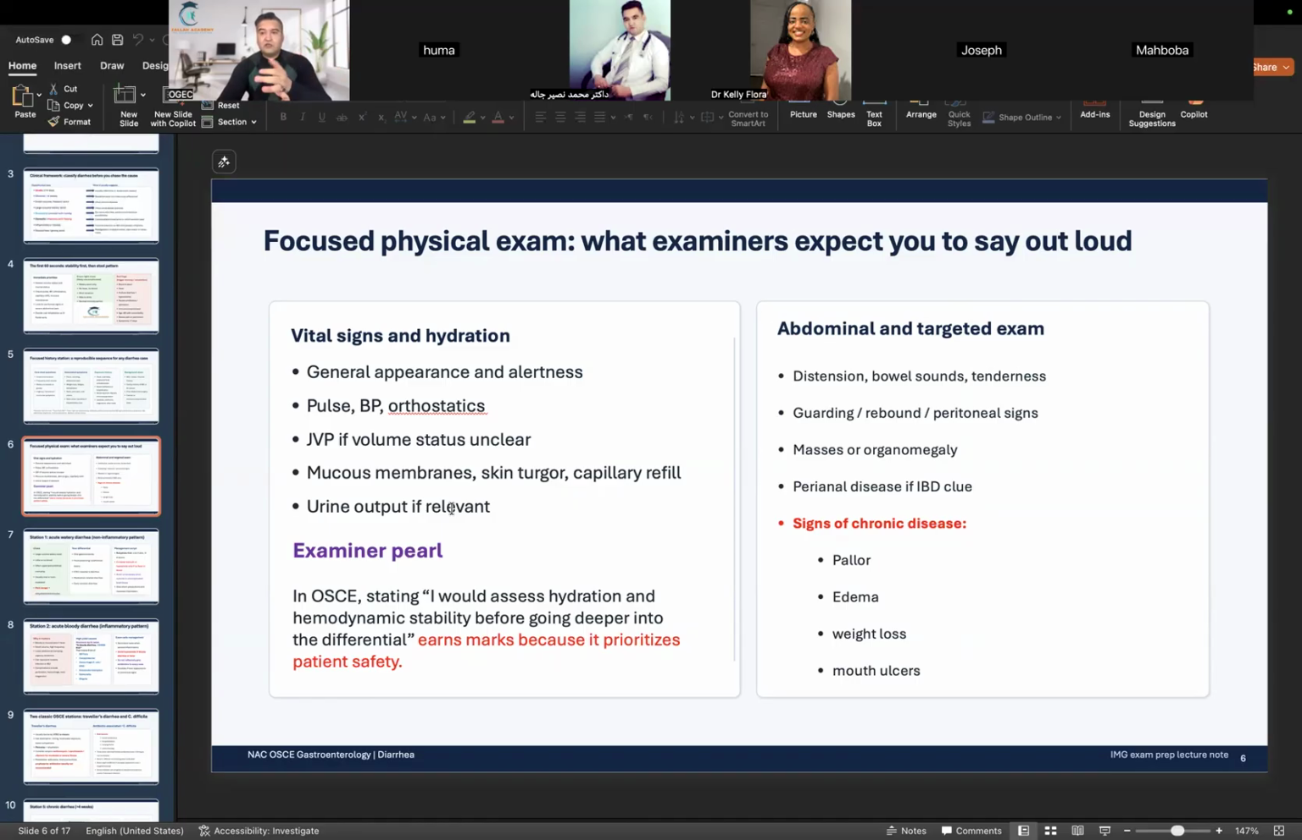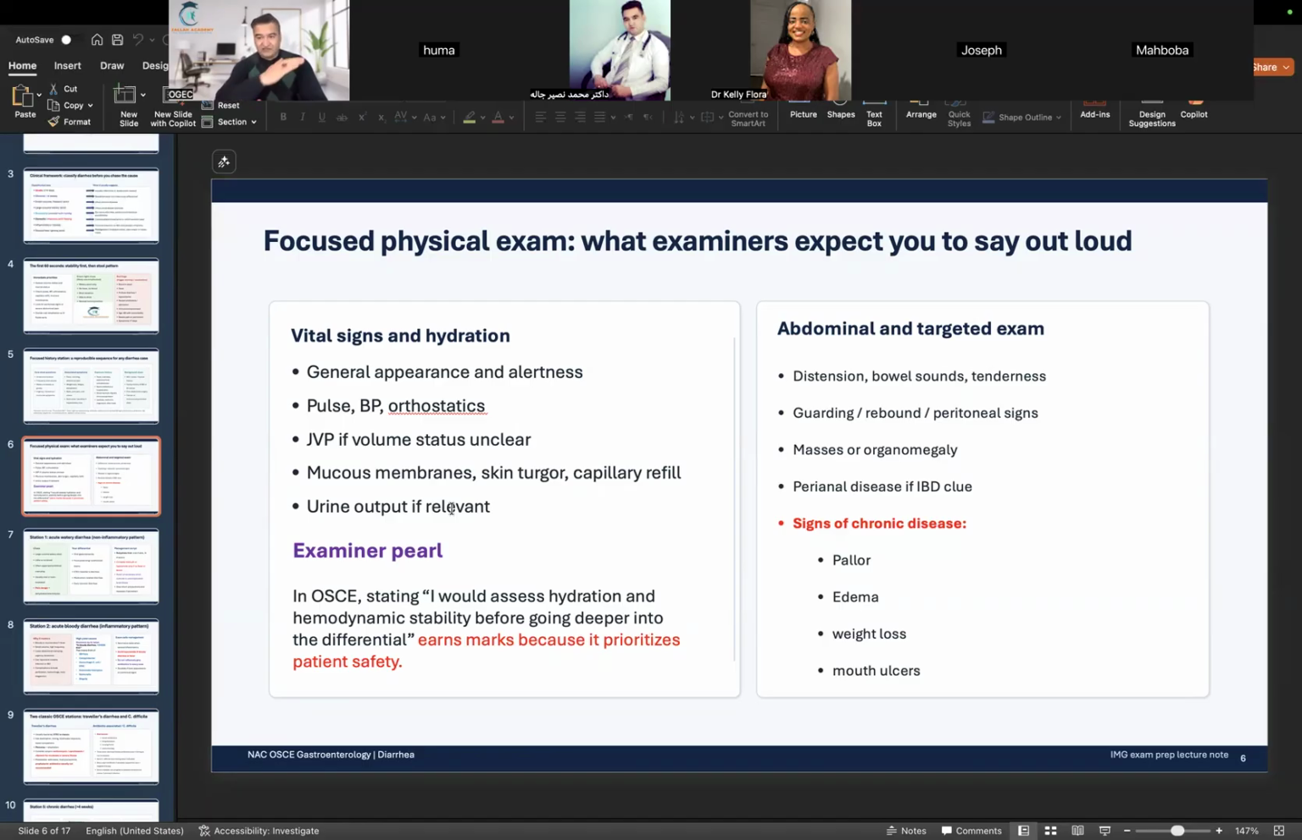But you will lose, let's say, 5 out of 5 if you don't ask for it, because that should be your number one priority. General appearance and alertness. We always start the physical examination with the general appearance of the patient, or a general inspection. Then pulse, blood pressure, orthostatic will be provided, or it will already be provided in the door instruction. JVP you have to check.